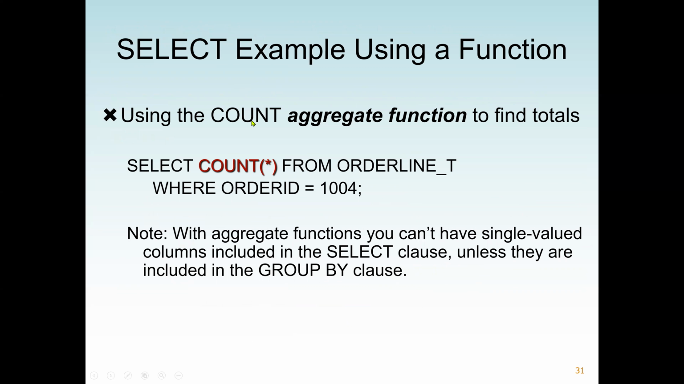We can also use the count aggregate function to find the total. So I can say select count all. This will give me the total, whether it's 100, 200, or any amount. Select count: count is again an aggregation function to find the total. So to find the total, it gives us the count from the order line table where the order ID is 1004.